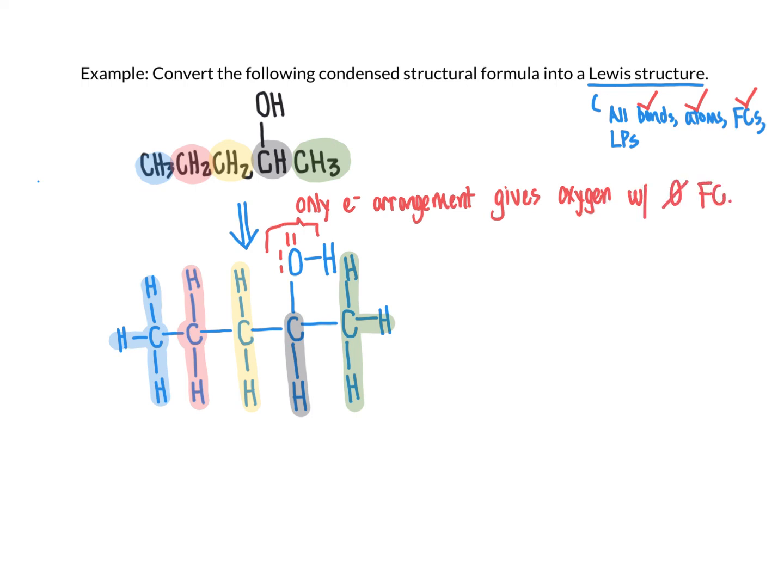And that's definitely an oxygen that has a 0 formal charge because of the fact that it has no formal charge shown on the atom here. We can imply that. So we now have successfully converted a condensed structural formula into a Lewis structure in this problem.